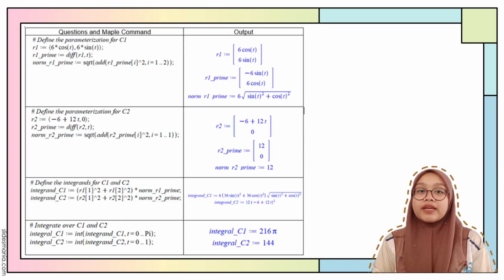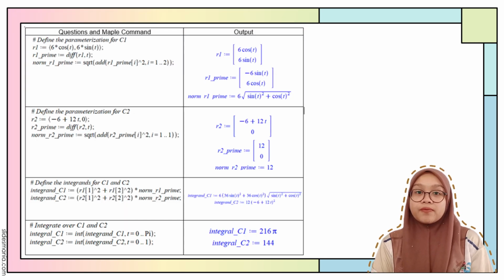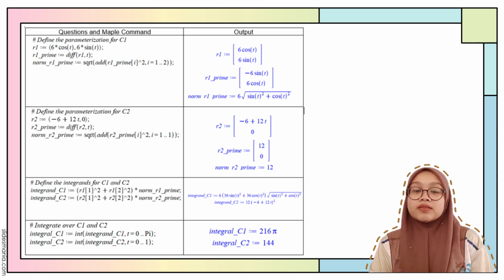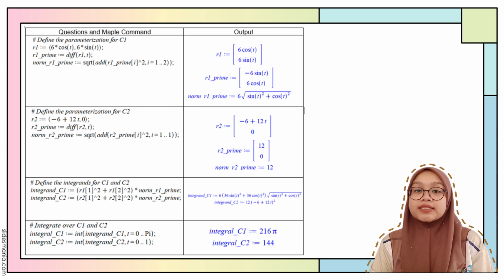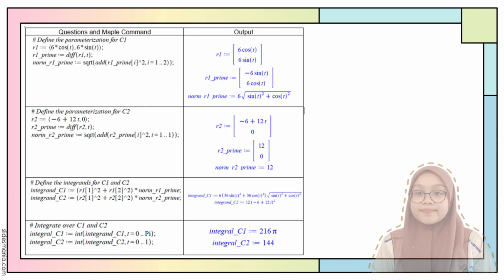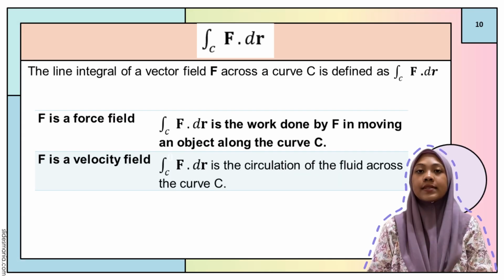We can verify our result using Maple software. We define the parameterization for C1 and C2, set up the integrands, and perform the integration over both curves. The software result matches our manual calculation, confirming the total energy expenditure is 216 pi plus 144.